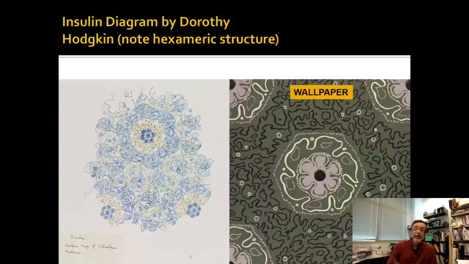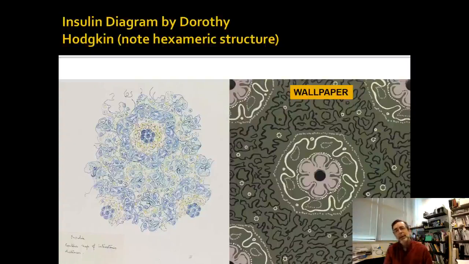And if you look at that picture on the left, that is a scientific depiction of where the helices in insulin are at low resolution. And also in the middle, there's a metal holding it all together. It looks like a flower, but it's actually an insulin structure.